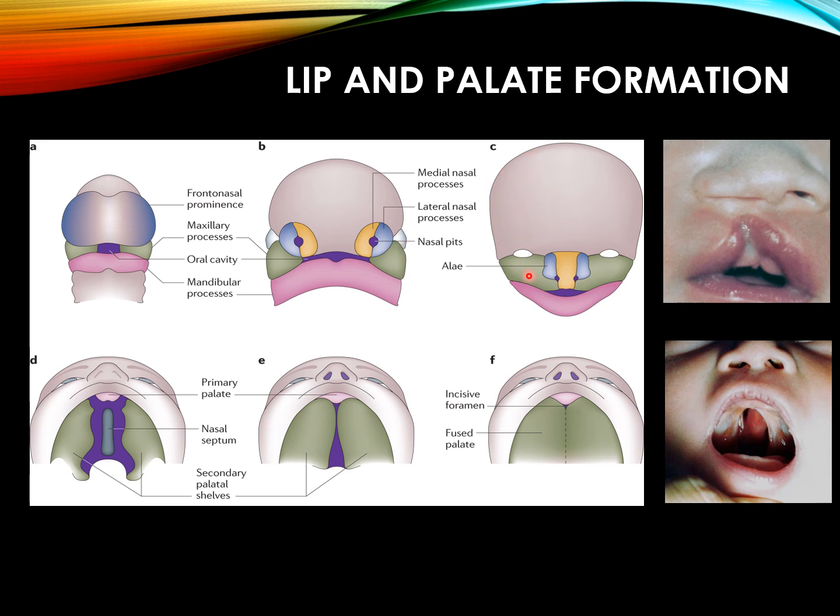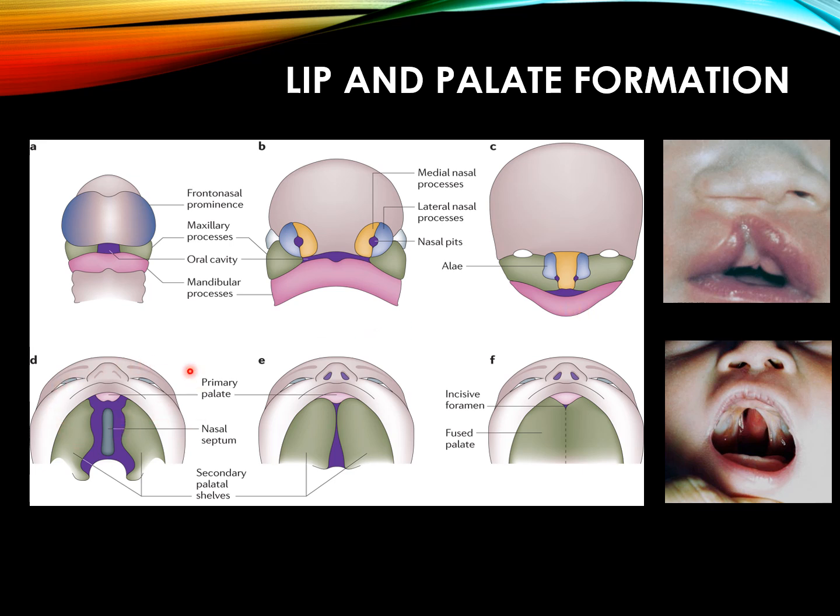In sketch C, the medial nasal processes have merged with the maxillary processes, green color, to form the upper lip and primary palate by the end of the sixth week. The lateral nasal processes form the nasal ala, right and left. Similarly, the mandibular processes fuse to form the lower jaw.